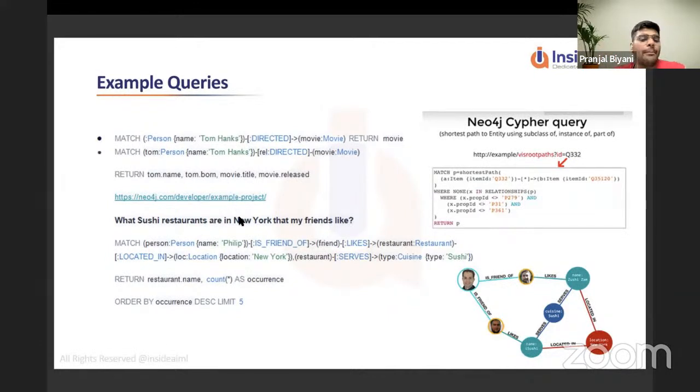Okay, let's look at a more complicated query. What sushi restaurants are in New York that my friends like? Okay, so I'm going to match person. The name of the person is Philip. So my name is Philip. Philip is a friend of, I'm going to find all the friends. This friend likes restaurants. These restaurants are located in New York. Location is New York. And this restaurant also serves cuisine, which is sushi.